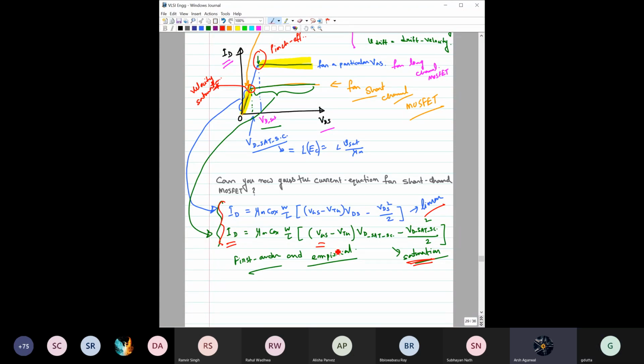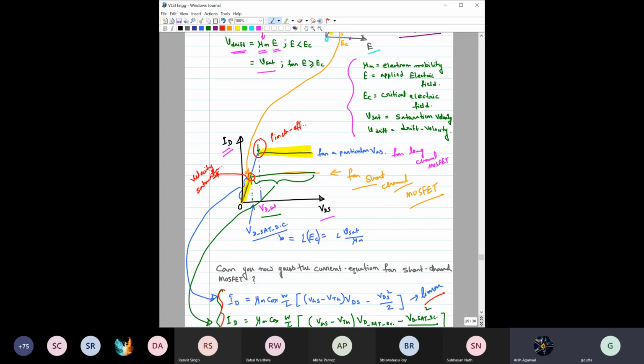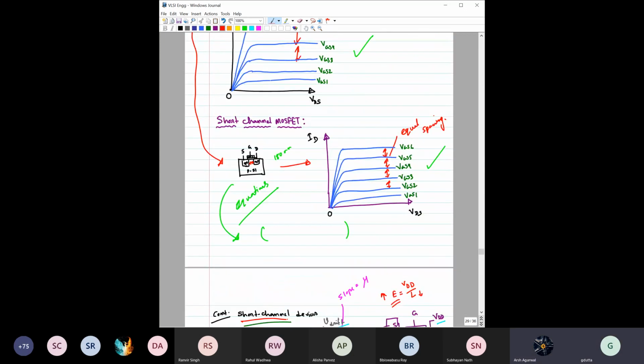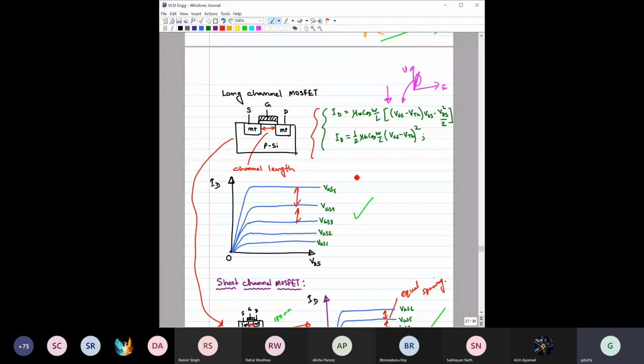You understood, right? So you can see here this ID is proportional to VGS. In the previous case, ID was proportional, in saturation, to VGS square, right? That's what we have spent some time saying.